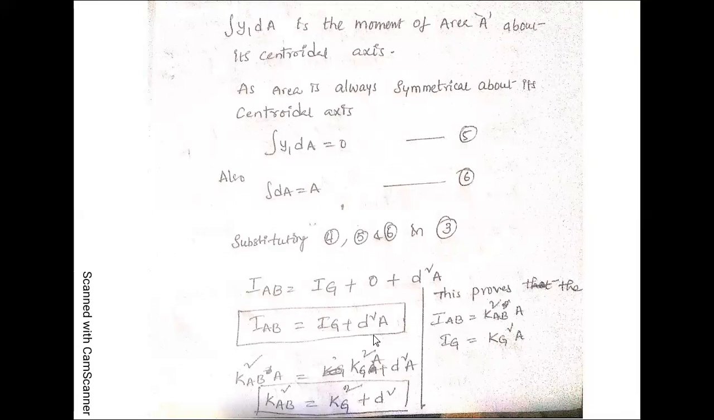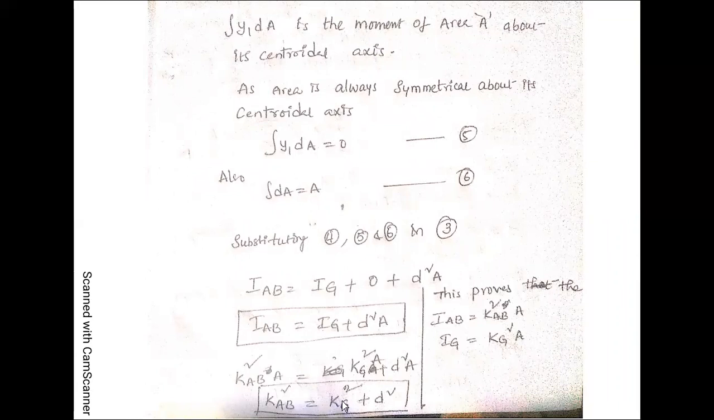If you see this expression, you can understand. AB line is parallel to the centroidal line. Then moment of inertia about any axis parallel to the centroidal axis, that is IAB, is equal to the moment of inertia of the object about the centroidal axis plus the distance between the centroidal axis and the parallel axis squared into area. This is the statement of our parallel axis theorem.